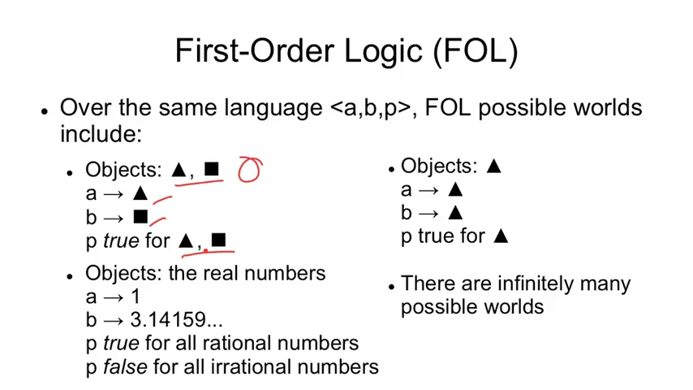Now, another possible world is where we have a single object triangle in the world. A and B both refer to triangle, and P is true for triangle. We can also have infinitely many objects. For example, let's let the set of objects be the real numbers. We can have A referring to the real number 1 and B referring to the real number pi. We can, for example, have P being true for all the rational numbers and false for the irrational numbers. And you can see that there are infinitely many possible worlds.